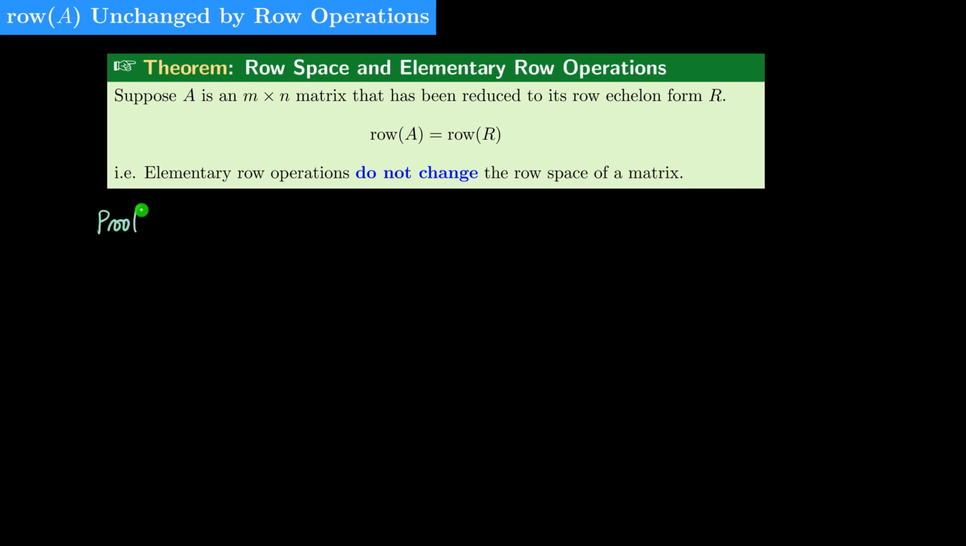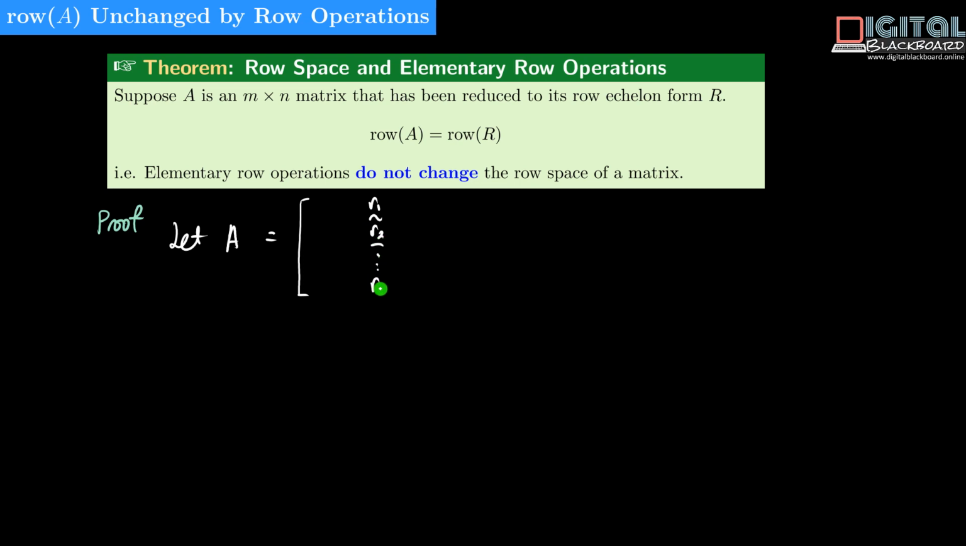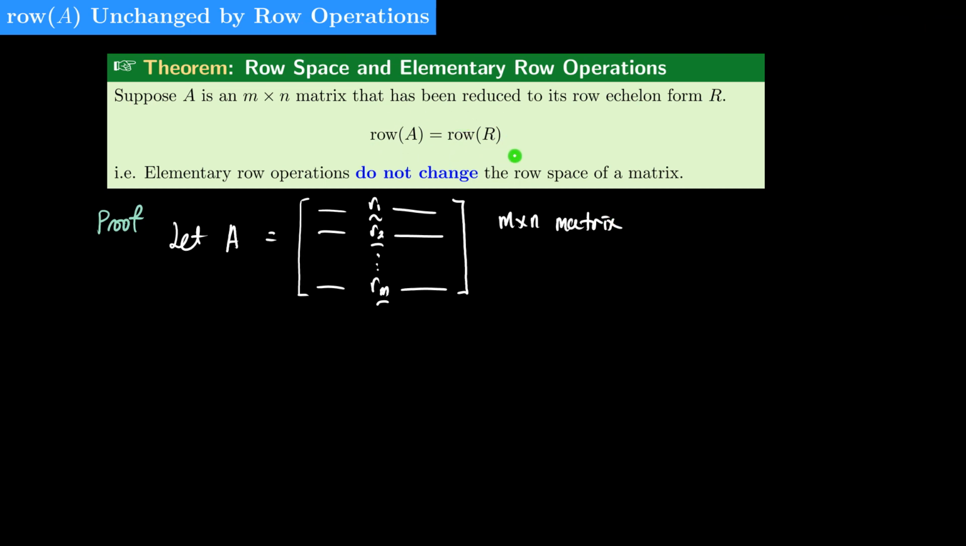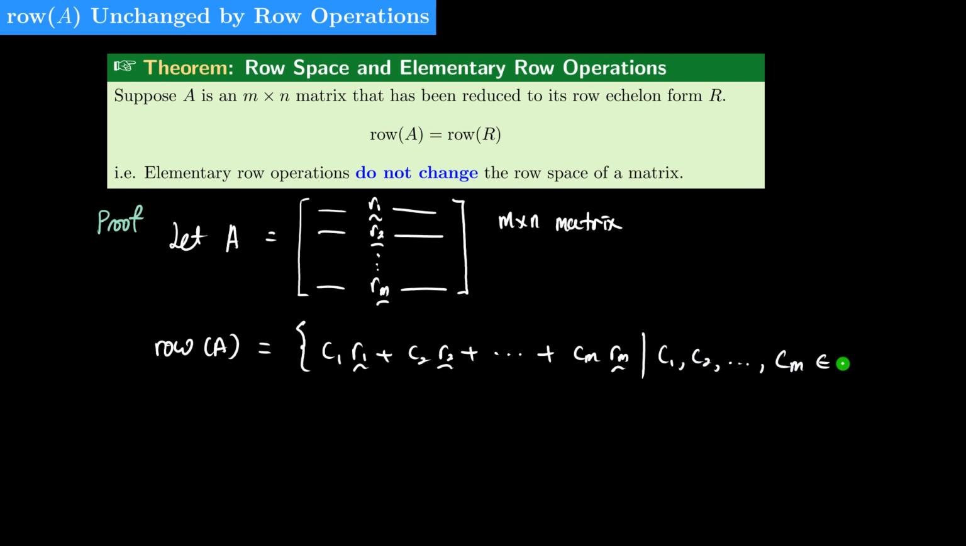Now, the proof of this is quite simple. We first let our matrix A be the matrix of the row vectors R1, R2, all the way to Rm. And this is an m by n matrix. Now let's prove this statement here for all the three types of elementary row operations. First, let us define the row space of A, and it is the span of the rows of the matrix A, which is given as the set of all vectors such that we have C1R1 plus C2R2 plus all the way to CmRm such that C1, C2, all the way to Cm are real numbers.